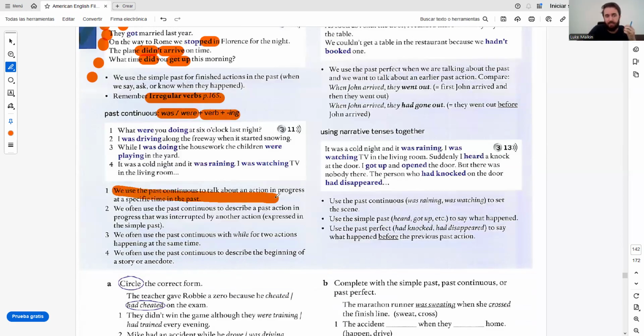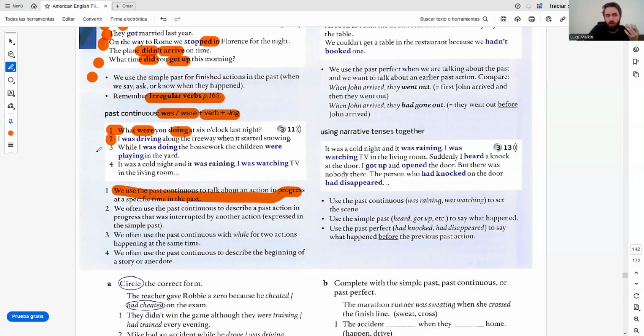We use the past continuous to talk about an action in progress at a specific time in the past. For example, what were you doing at 6 o'clock last night? At 6 o'clock last night, what event was in progress? What were you doing? Verb to be in the past and ing. So was, were, verb ing.